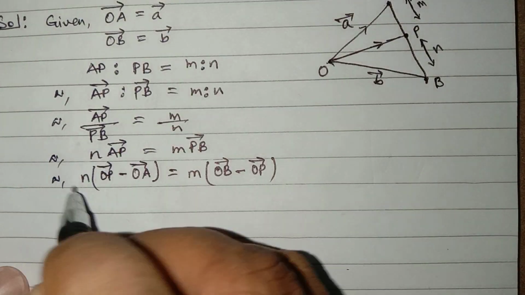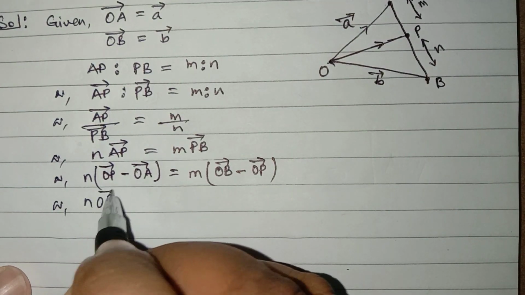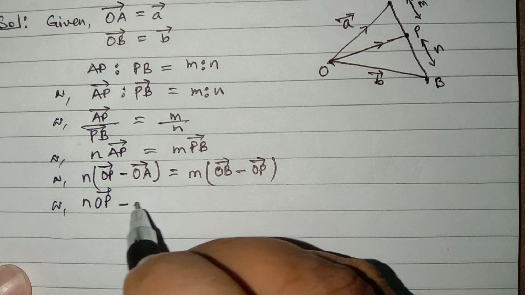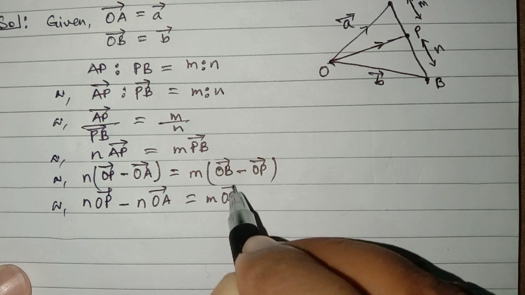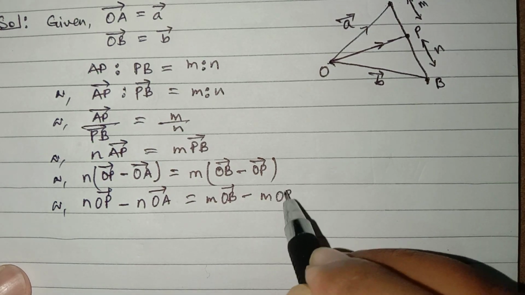So now here I have n times vector OP minus n times vector OA equal to m times vector OB minus m times vector OP.